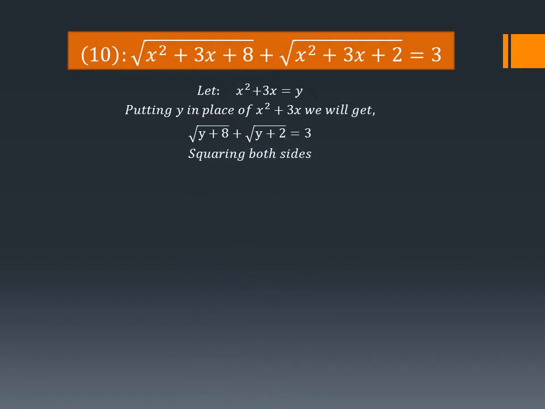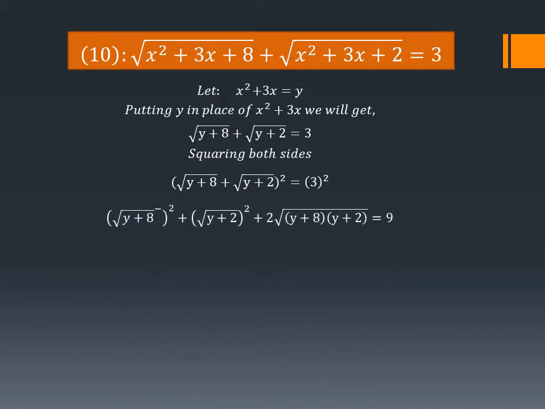The next step is to take the square on both the sides. We will take the square of the left side and the square of the right side. Taking the square of the left side, we will get under root y plus 8 plus under root y plus 2 whole square, which means under root y plus 8 is indicating a and under root y plus 2 is indicating b. So we will open the formula of a plus b whole square. In place of a, we will write under root y plus 8, and in place of b, we will write under root y plus 2. So opening the formula, we will get a square plus b square plus 2ab equals to the square of 3, which is 9.